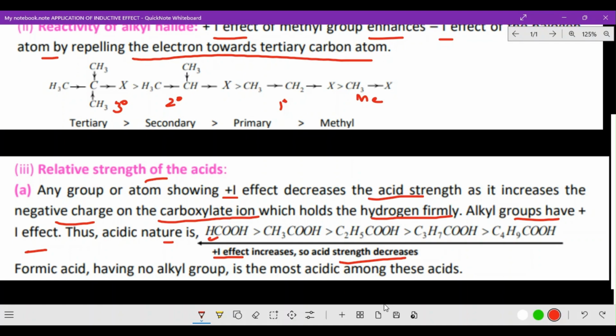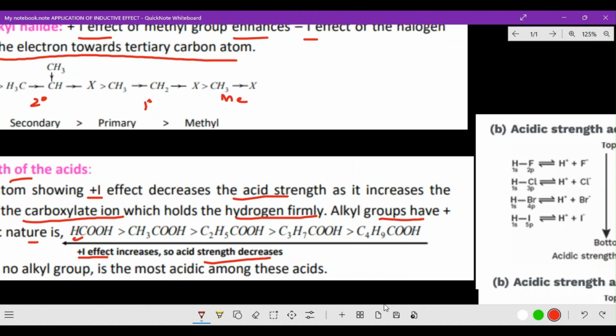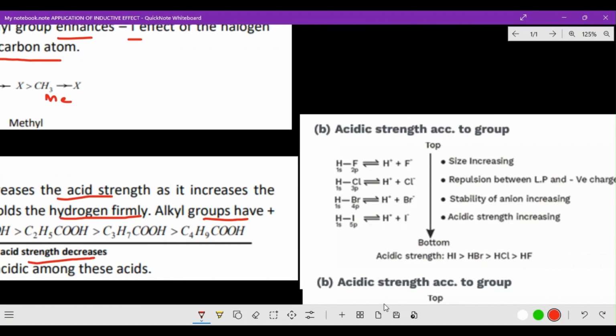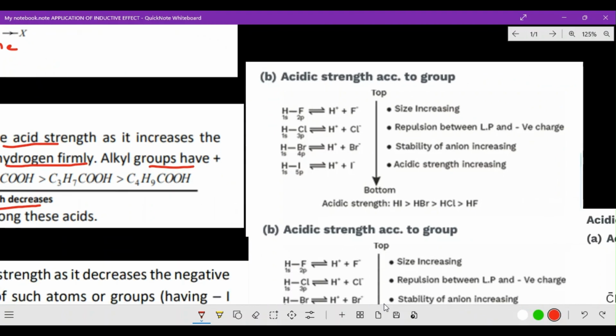Now let us check with groups and periods how acid strength increases or decreases. Acidic strength according to the group in the periodic table: whether it is increasing or decreasing, naturally acidic strength will be increasing from top to down in the group. Here, the highest electronegativity is in the halogens, so I will go with the halogen group. So fluorine, chlorine, bromine, iodine. Naturally from top to bottom acidic strength will be increasing.